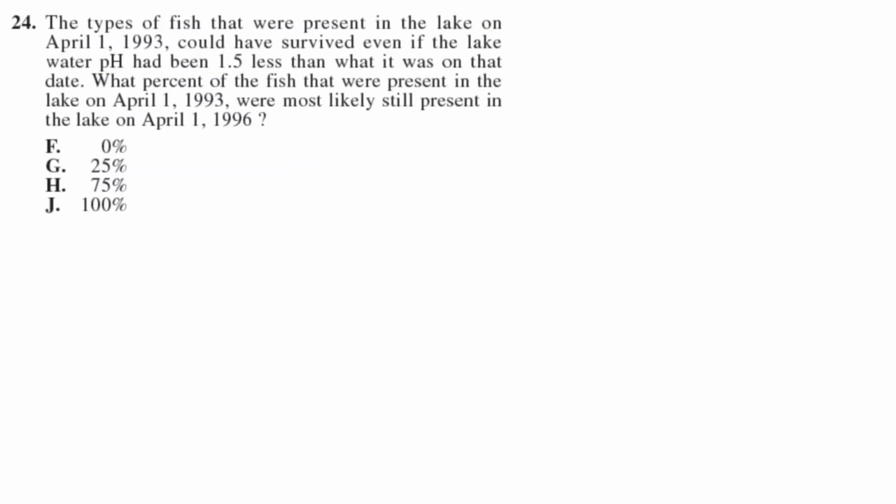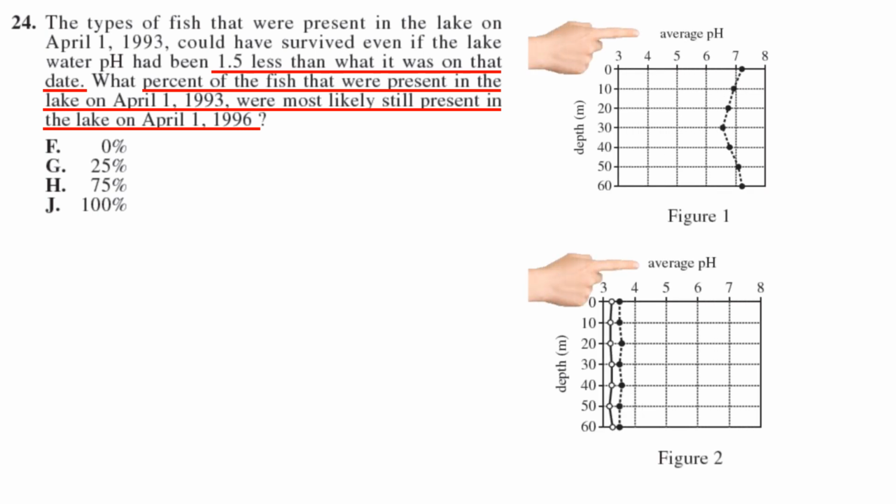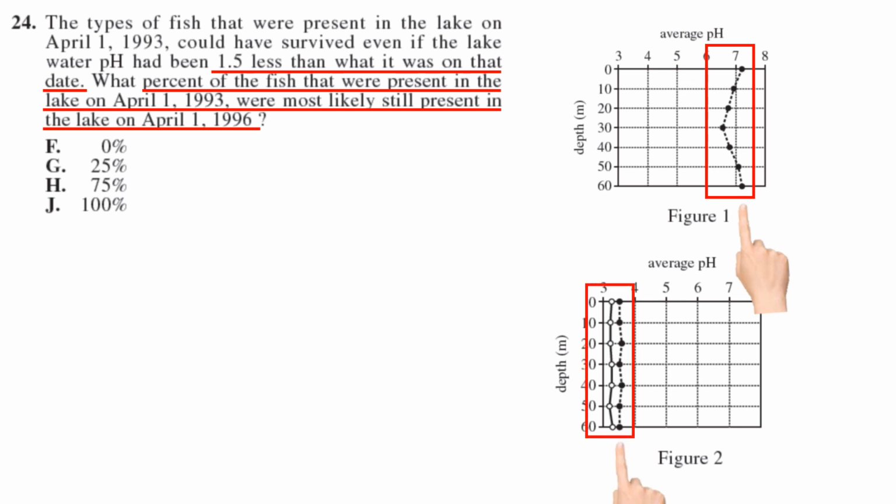Number 24, the types of fish that were present in 1993 could have survived even if the pH had been 1.5 less than what it was on that date. What percent of fish that were present in the lake were most likely still present in 1996? So we're just looking at pH, and we see that in figure 1, which is going to be 1993, the pH is around 7, and then it moves down to about 3, which is greater than 1.5 at every single depth. So none of the fish would have survived, 0%.